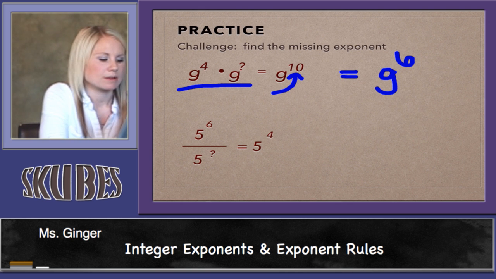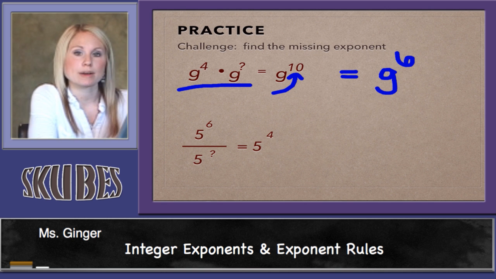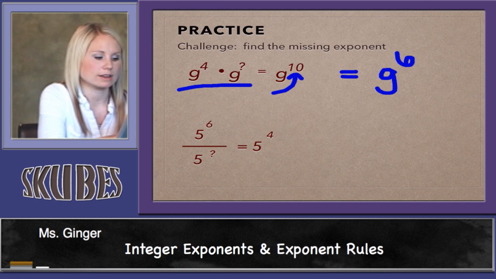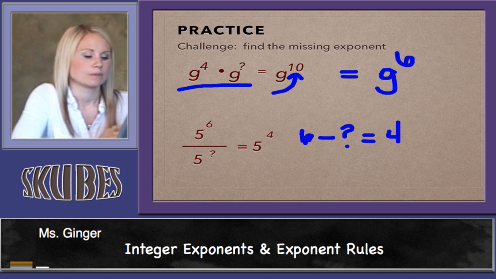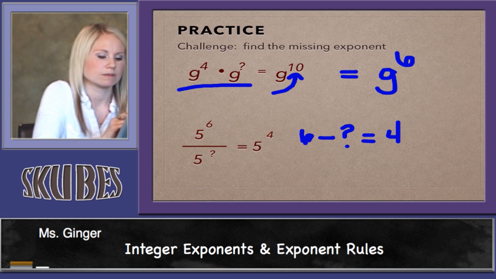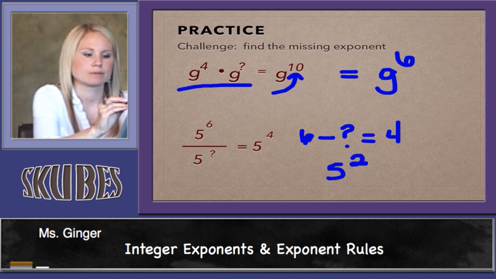Alright, let's look down here at the bottom example. We have 5 to the 6 divided by 5 to some power we're going to need to find, equals 5 to the 4th. So you're going to need to remember the rule for dividing same bases, which is to subtract the powers. So what number can we subtract from 6 to get 4? And the answer is 2. So that missing power on 5 should be a 2.